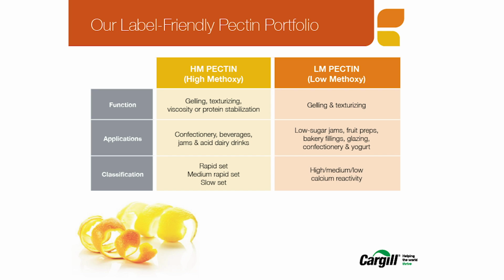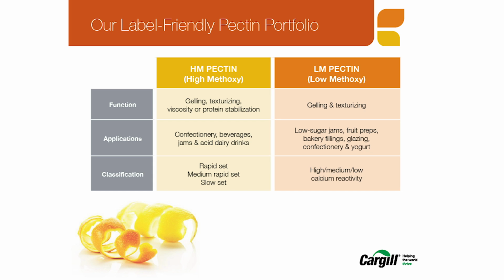Based on their structure and molecular composition, these hydrocolloids are classified in high methoxy and low methoxy pectins. High methoxy pectins can form gels and provide texture or protein stabilization in products like gummy candy, jams, jellies, and acid dairy drinks. Depending on their degree of esterification and gel formation, these pectins are classified in rapid set, medium rapid set, and slow set.